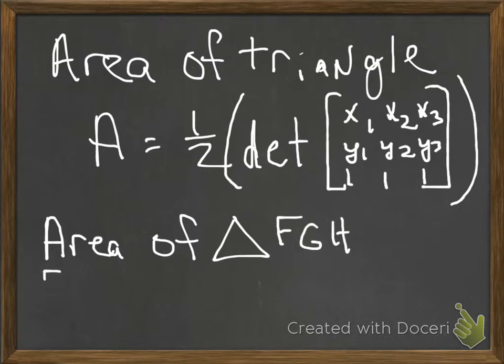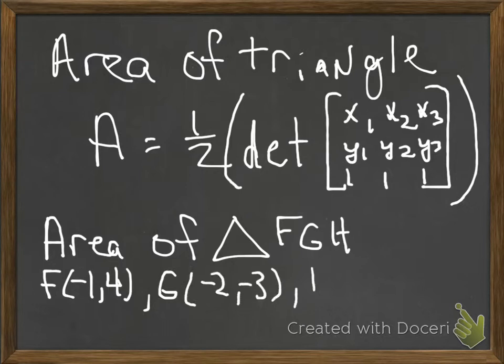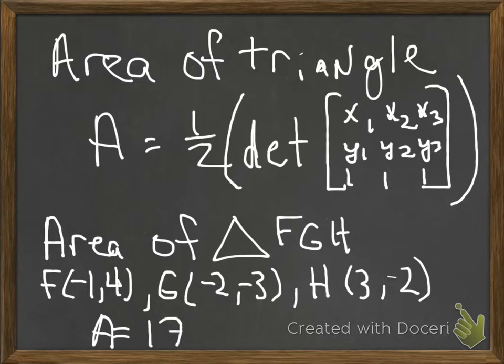Let's say triangle FGH. F is the coordinates negative 1, 4. G is the coordinates negative 2, 3, negative 3. And H is the coordinates 3, negative 2. Take a moment, find that area. 18. Okay, so 17 should be your answer. That's it. And again, that's just giving you the area of a triangle, not very difficult.